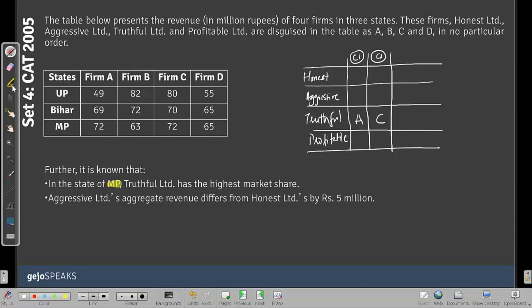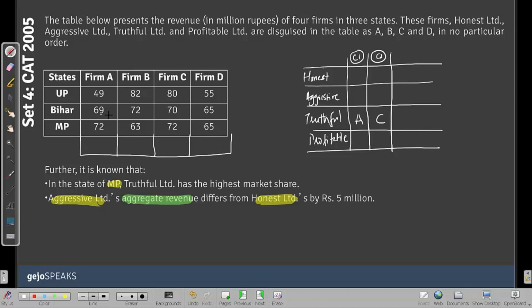Great. And the second statement talks about aggressive limited's aggregate revenue differs from honest limited by 5 million. So we have information on aggressive and honest. Since we get 3 pieces of information, profitable will also come out, because if you fill these 2 things, whoever is left is going to take this particular space. So this is good. Okay, so we have aggressive limited's aggregate revenue. Aggregate is the sum. It differs from the honest by 5 million. So now it is a question of going ahead and creating the sum.